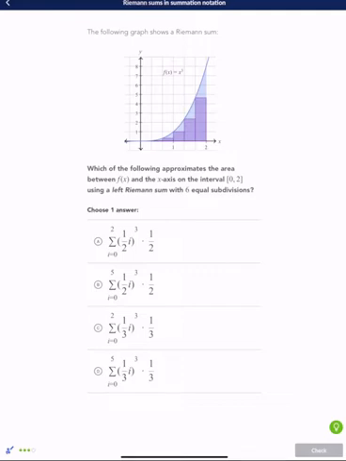Okay, so the following graph shows a Riemann sum. Now what we're supposed to do is write this Riemann sum in summation notation. So I'm going to try to make this really simple, okay?